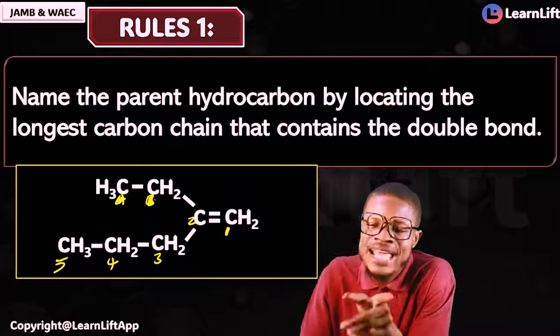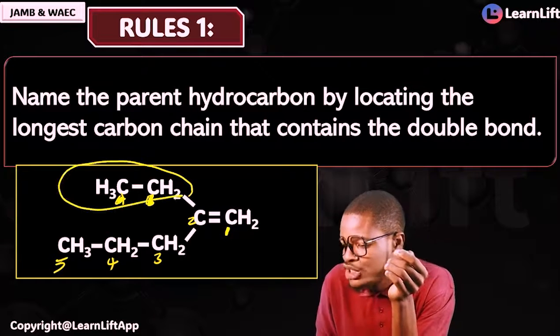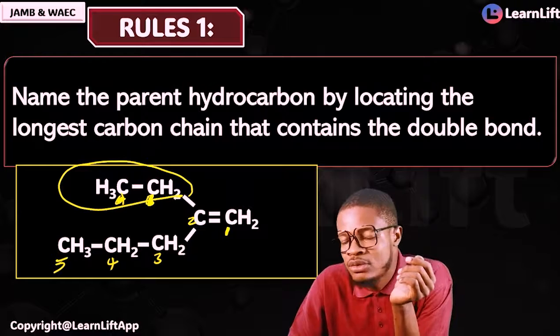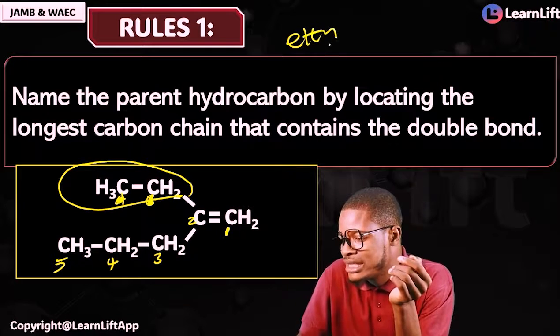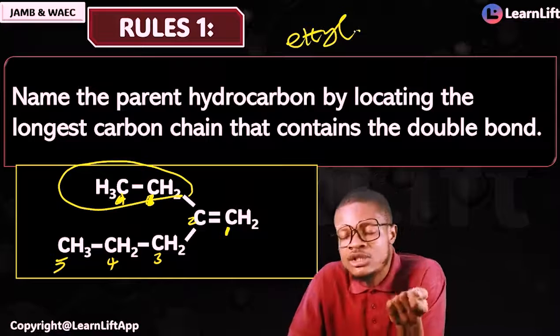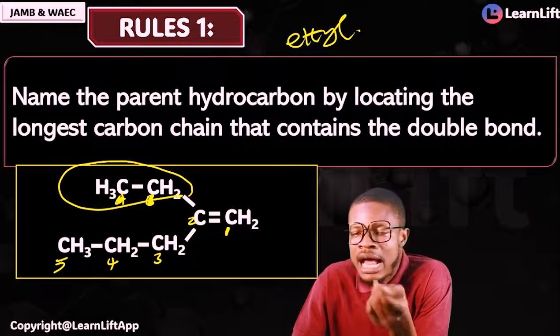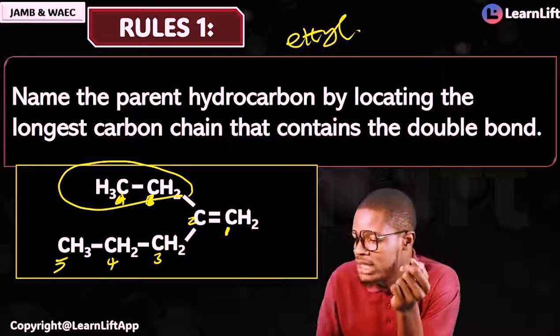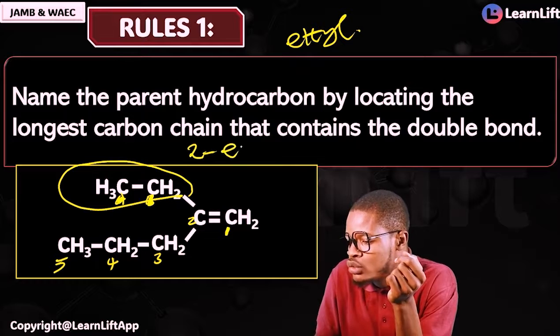What's the parent name? Pent is the longest. That's the parent name. So what does the attached group become? How many carbons? That's 2. That's ethyl. Two carbons there give you ethyl. That ethyl is on which carbon? It's on carbon 2. So how do I name it? I'll name the attached group first. Very fast, that's your 2-ethyl.